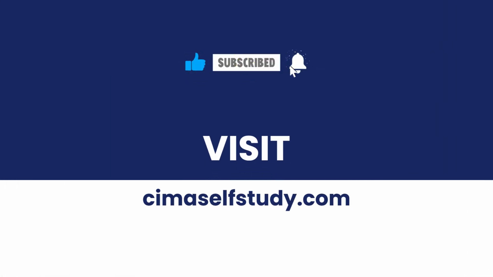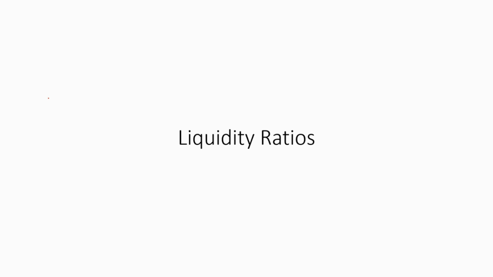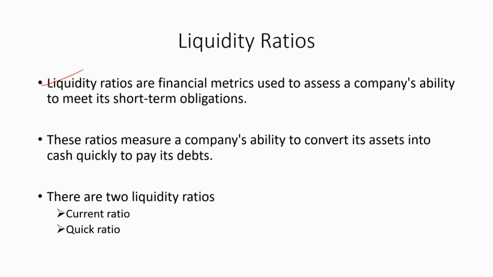In this video, I am going to discuss liquidity ratios. Liquidity ratios are financial metrics used to assess a company's ability to meet its short-term obligations. These ratios measure a company's ability to convert its assets into cash quickly to pay its debts. There are two types of liquidity ratios, current ratio and quick ratio. Now let's discuss each of these ratios one by one.